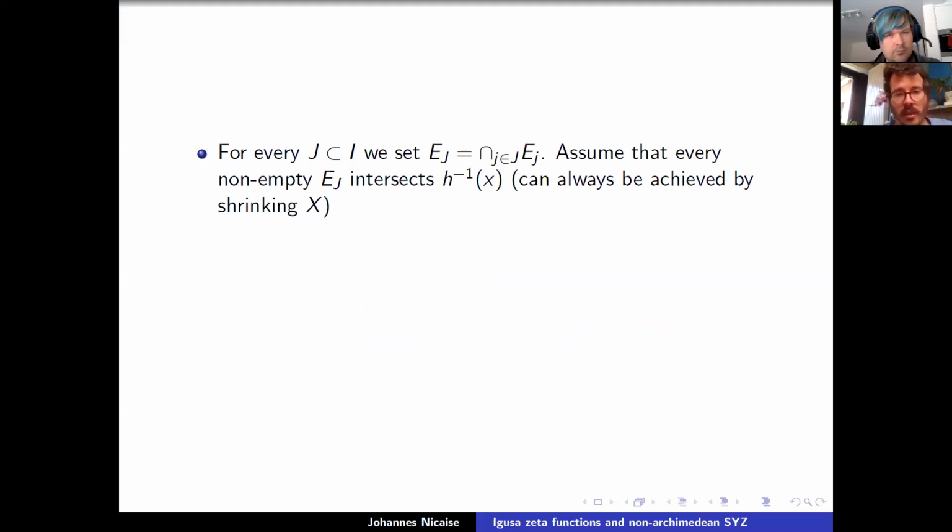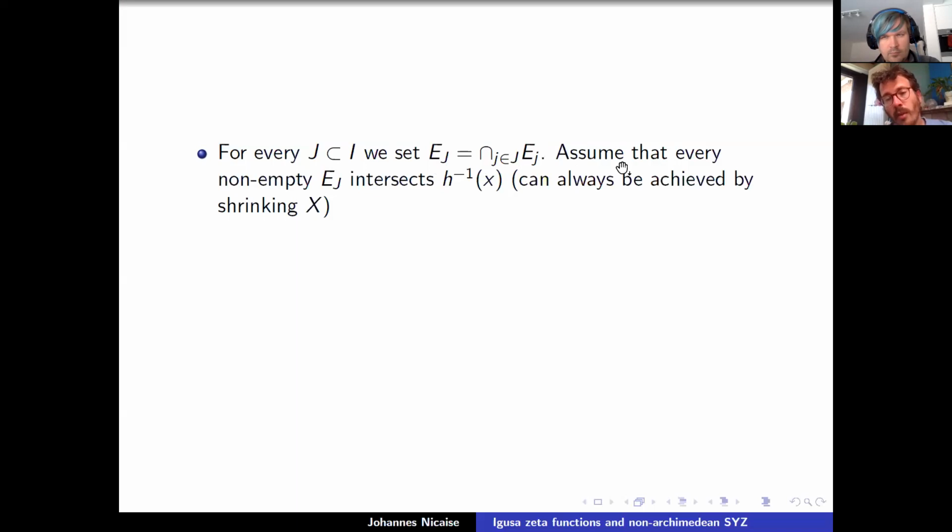And now, well, this is what I swept under the rug before. In fact, Veys's conjecture is really a local statement about the local log canonical threshold at a point and the local p-adic zeta function at a point. This means that we will need to localize the setting of our theorem as well. And so the assumption that we're going to make is the following. For every subset J of the index set I, we can consider E_J. This is the intersection of all the components which are indexed by J.